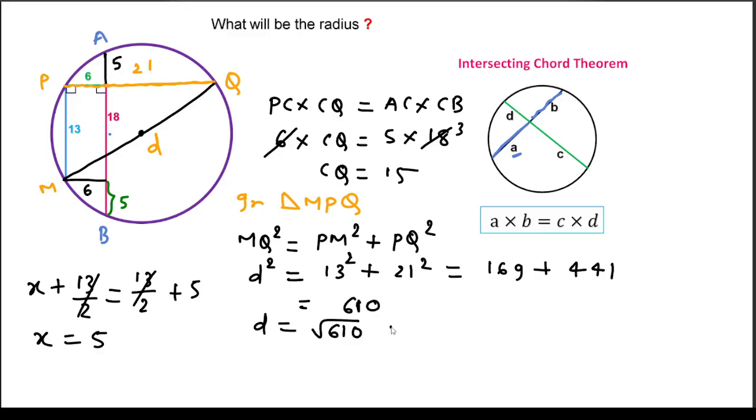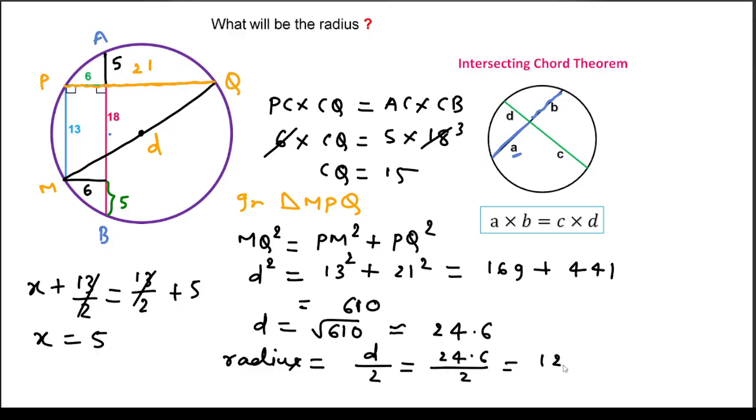So this is approximately 24.6. We know the radius is equal to the diameter by 2. So D by 2, that means 12.3 something units. So the radius of this circle will be 12.3 units. Thanks for watching this video.